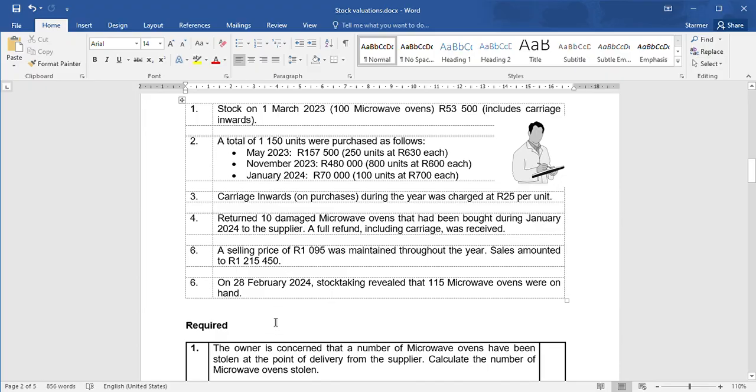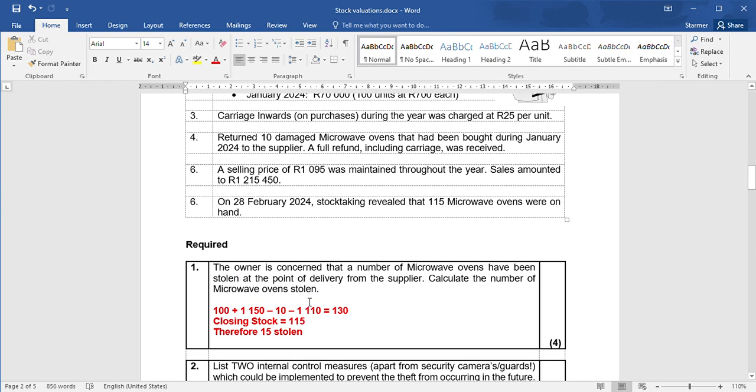We're going to go to the questions, because that will help us go to the necessary information above. The first thing they ask you to calculate is the number of units of microwave ovens that have been stolen.